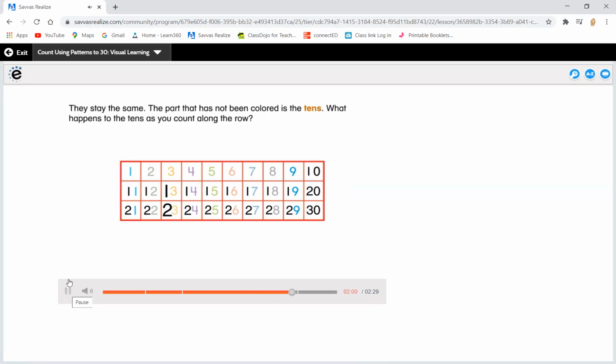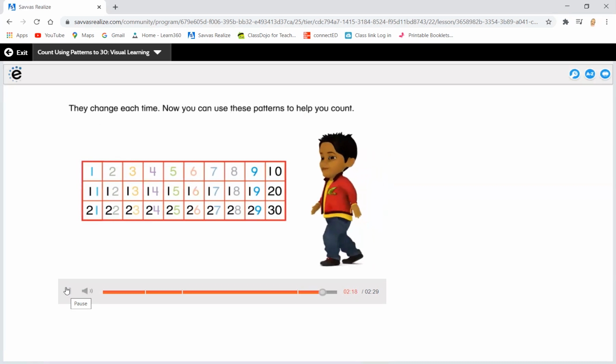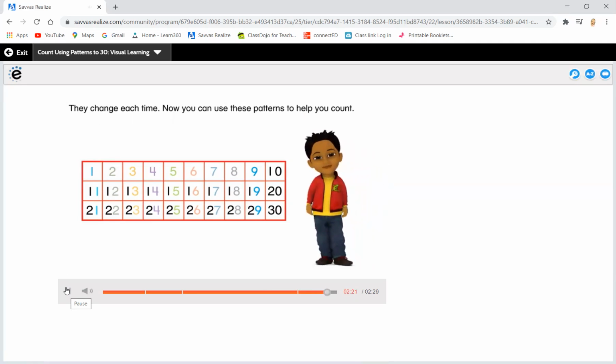What happens to the tens as you count along the row? Turn to your adult and tell them what happens. They stay the same until the last one. Count by tens down a column. What happens to the tens in the columns? They change each time. Now you can use these patterns to help you count.